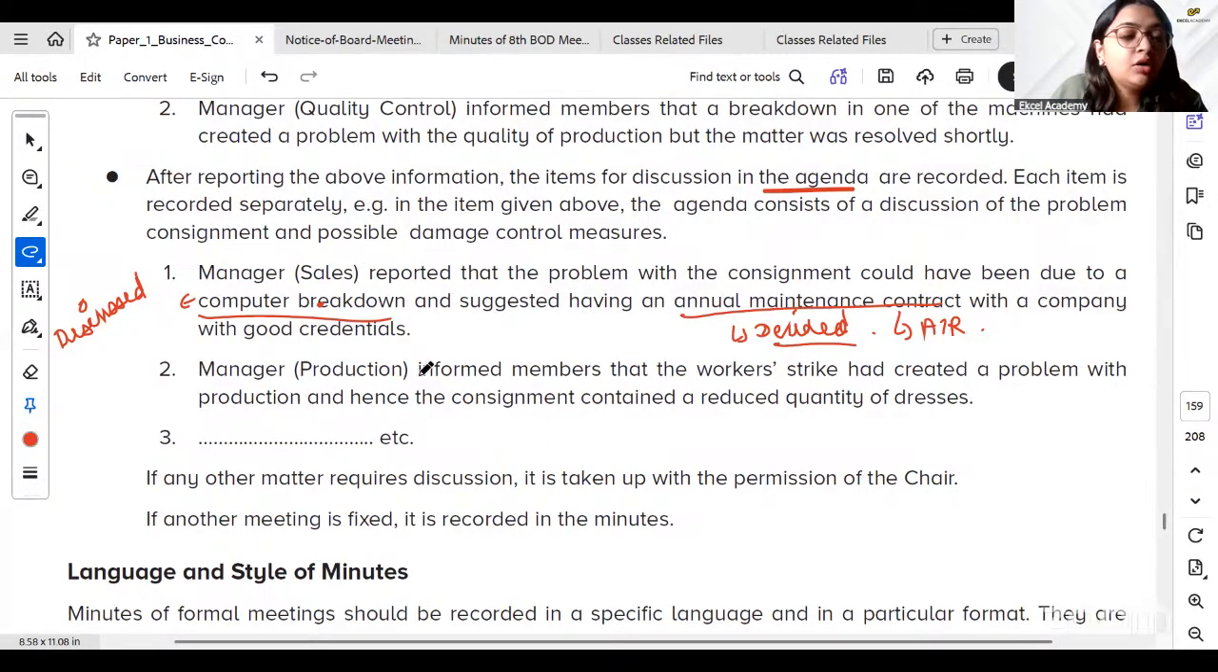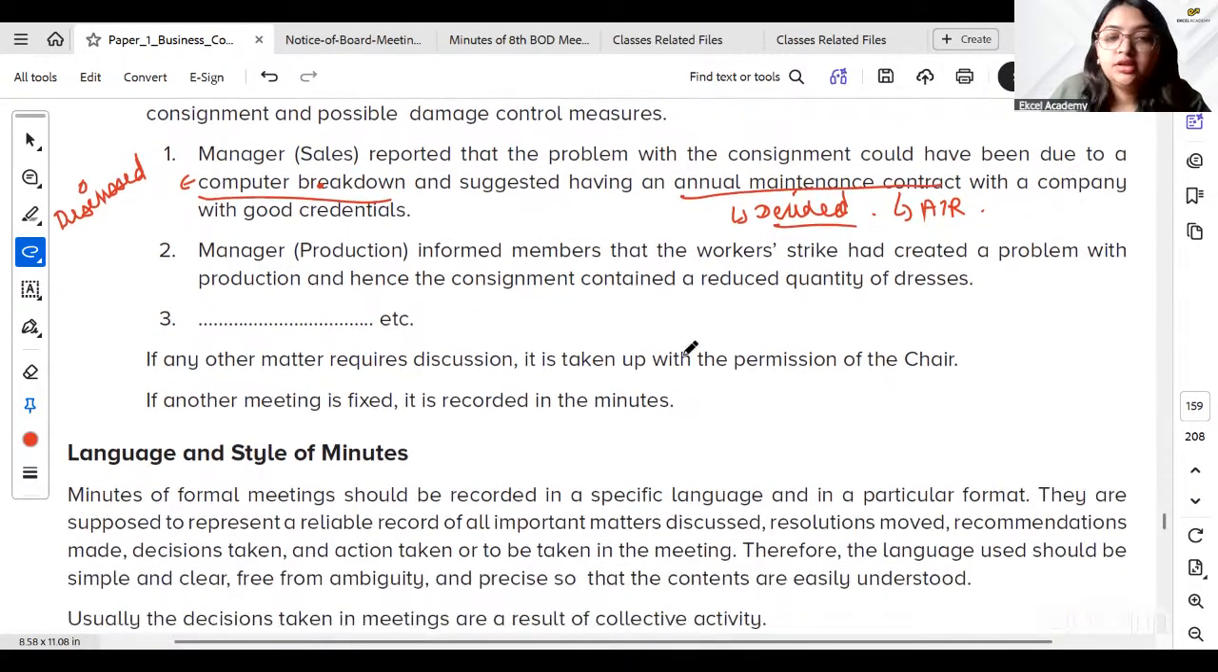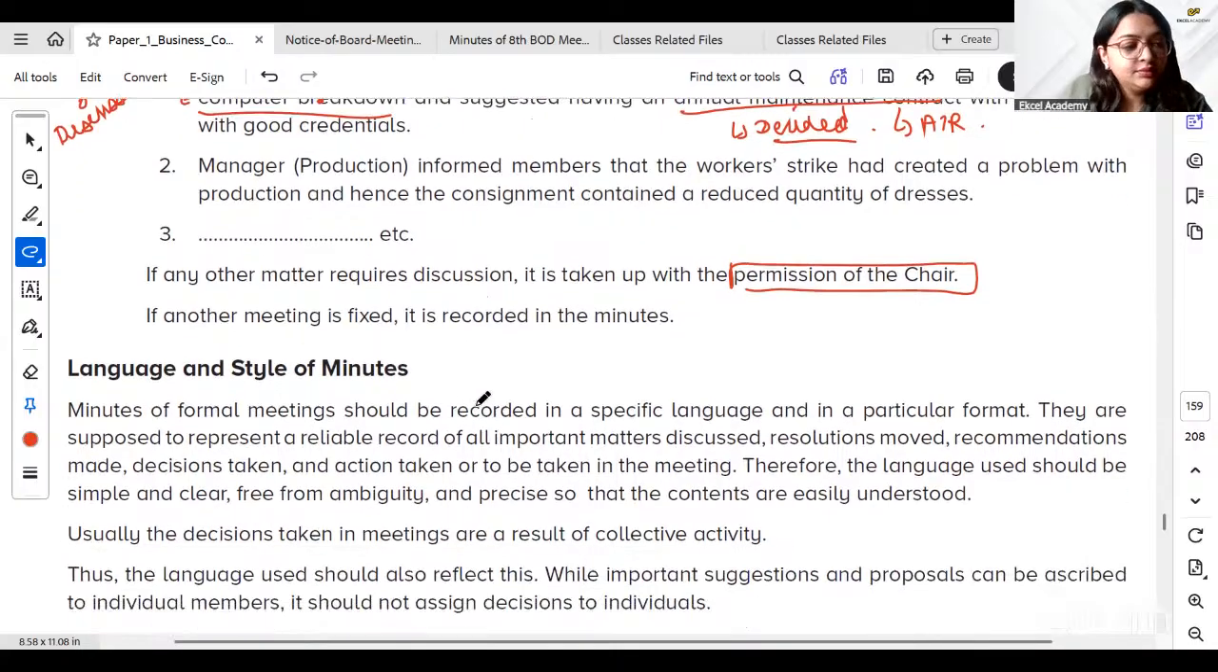Now, the manager of production informed members that a workers' strike had created a problem with the production, and hence the consignment contained a reduced quantity of dress, right? And if there is any other matter, you can ask it or take it up, but with the permission of the chair. And if another meeting is fixed, then it is recorded in the minutes as well.